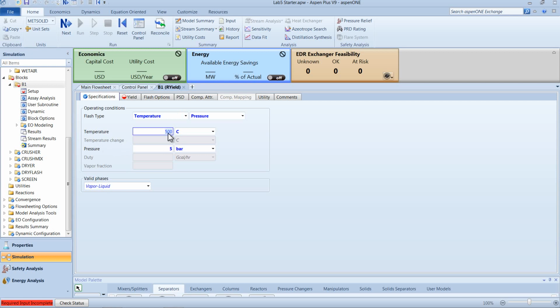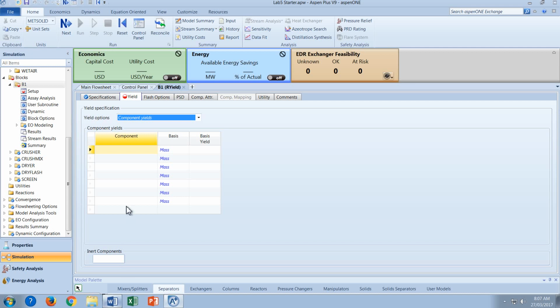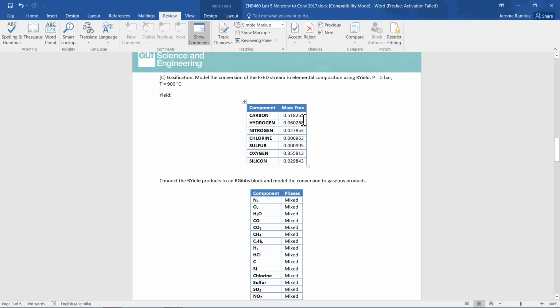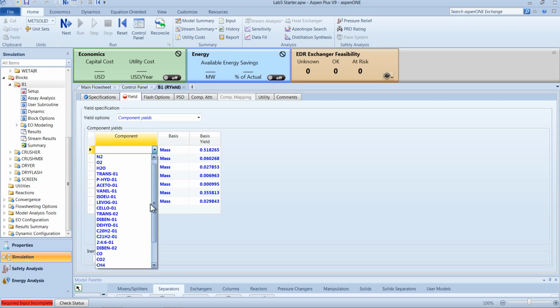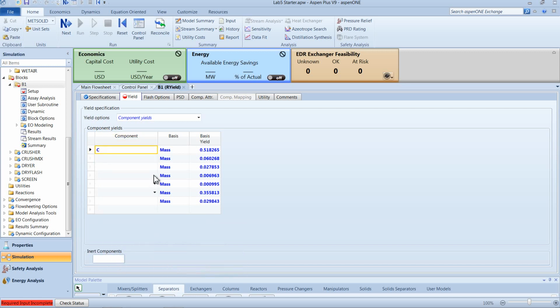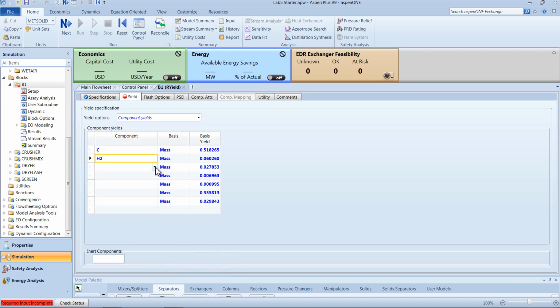Okay, so going to the setup, we'll use a temperature of 900 degrees Celsius and 5 bar pressure and our yield of the elemental composition. So just copying the mass fractions there and pasting them there. Okay, and then choosing the components. The first one is carbon. So get carbon. The next one is hydrogen. Next one is nitrogen.